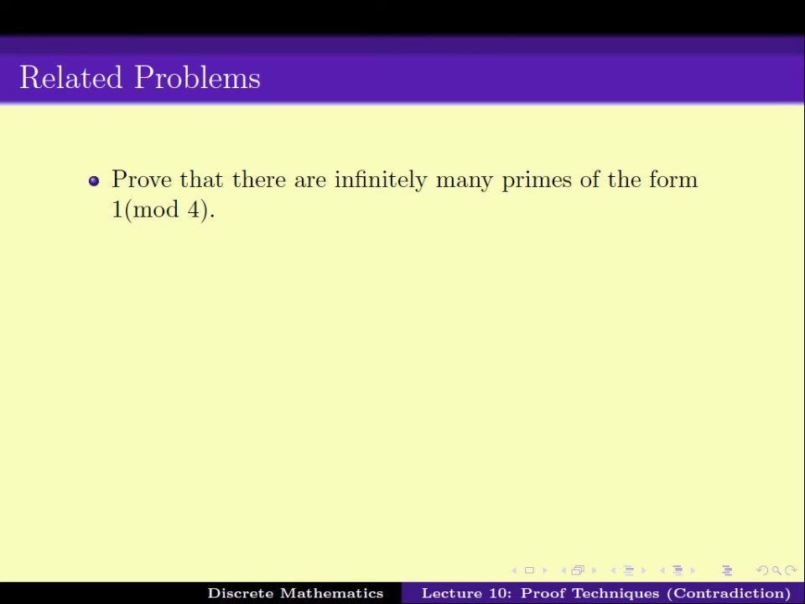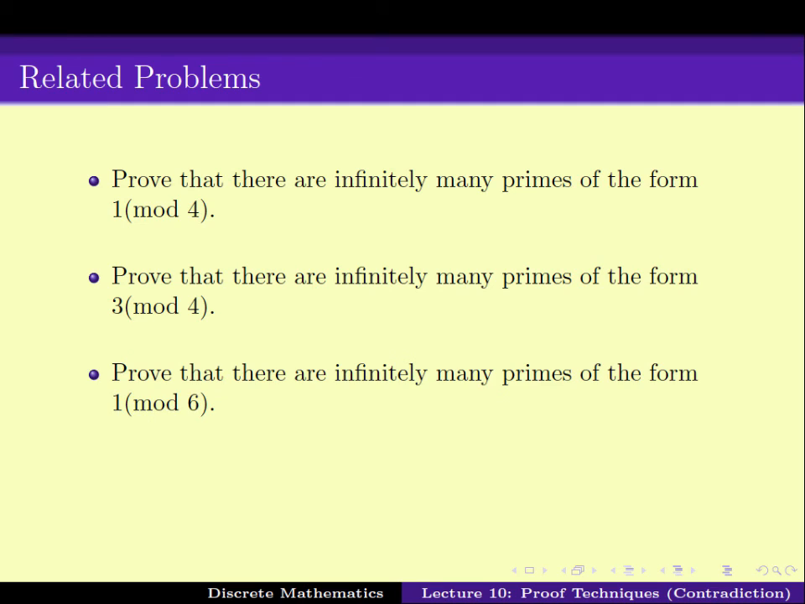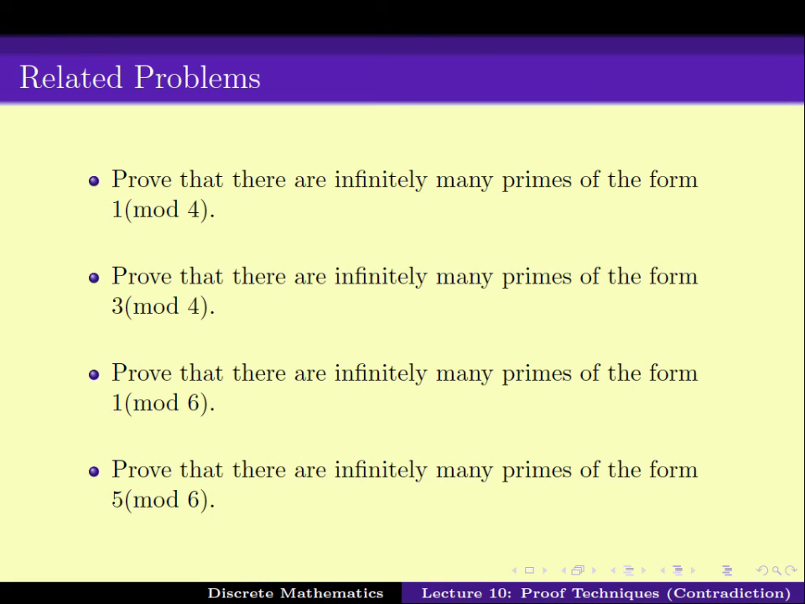So namely, what are the primes 1 mod 4? Say 5, 13, 17, 29, and so on. Prove that there are infinitely many primes of the form 1 mod 4. Similarly, prove that there are infinitely many primes of the form 3 mod 4. Again, similarly, prove that there are infinitely many primes of the form 1 mod 6, and there are infinitely many primes of the form 5 mod 6.